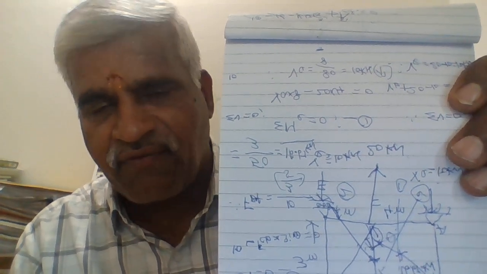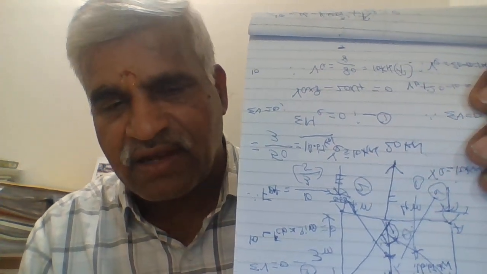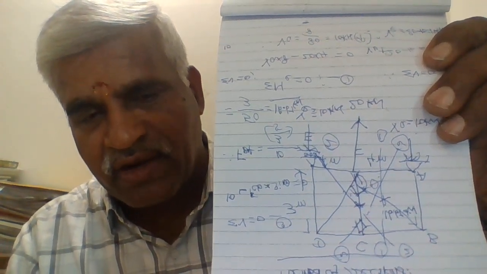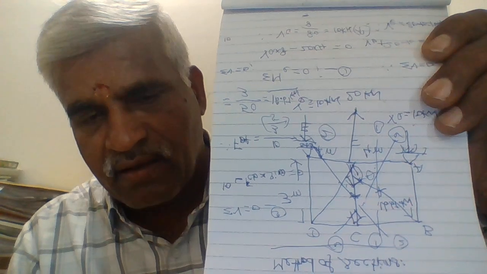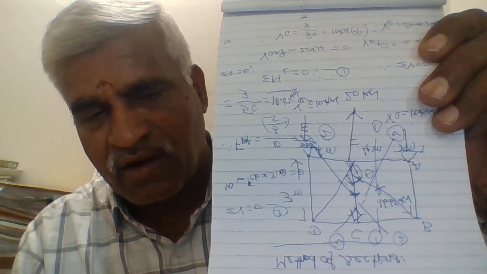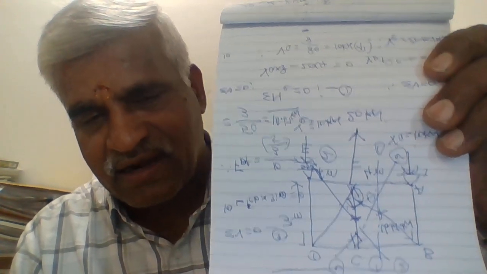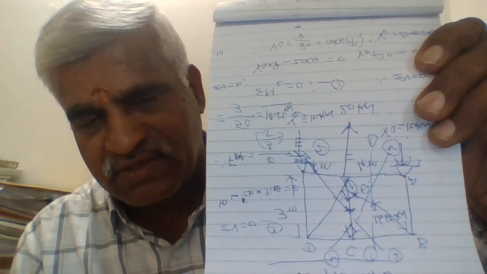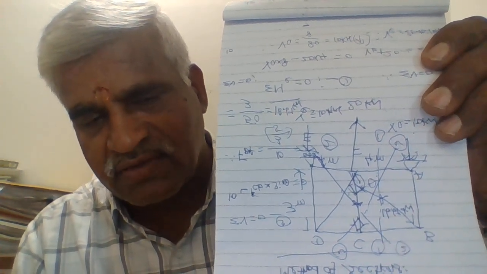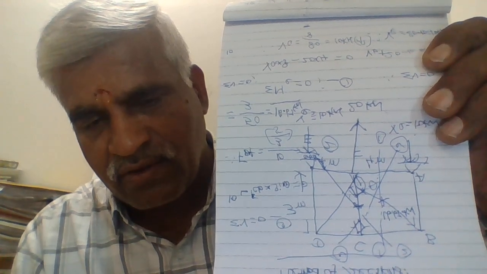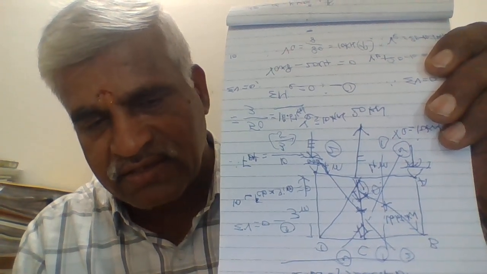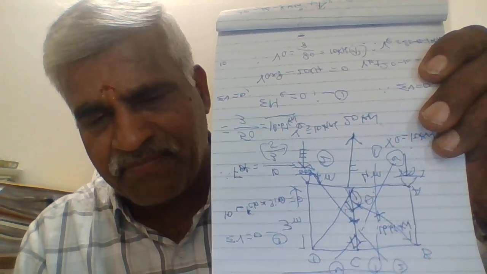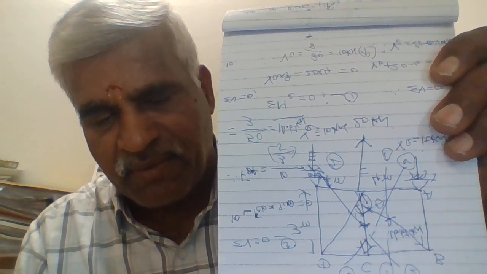Here we first have to find the reactions. The truss carries a load at joint F, acting downward only. There is no horizontal external force, so only the vertical load is applied. This truss, a two-span box girder truss, consists of 9 members. It is a perfect truss because it satisfies m equals 2j minus 3.